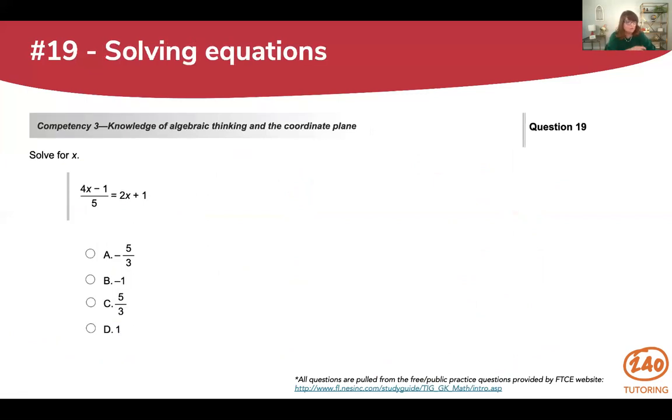And we're going to move on to number 19. So again, some more algebra here. It says solve for x. We've got 4x minus 1 divided by 5 equals 2x plus 1. Again, we need to isolate the x using inverse operations.